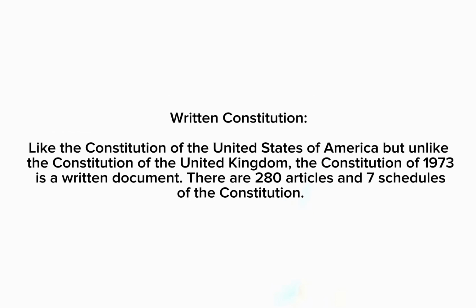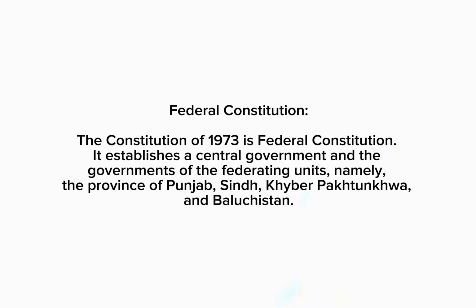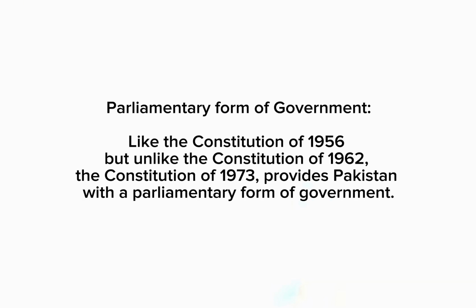Written Constitution. Like the Constitution of the United States of America but unlike the Constitution of the United Kingdom, the Constitution of 1973 is a written document. There are 280 articles and 7 schedules of the Constitution. Federal Constitution. The Constitution of 1973 is a federal constitution. It establishes a central government and the governments of the federating units, namely, the provinces of Punjab, Sindh, Khyber Pakhtunkhwa, and Baluchistan.